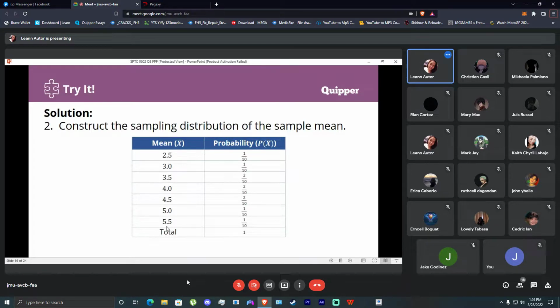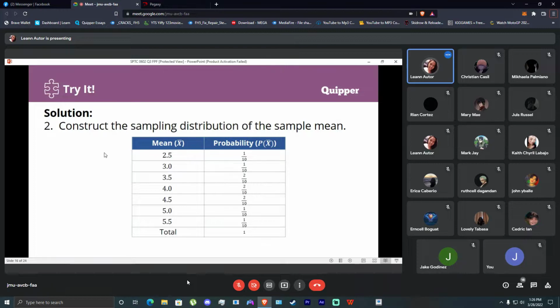Okay. Right after this, we are going to get the probability. So we have the P of X bar. The denominator is the number of possible samples. Our possible samples are 10. I mean, in constructing the list, there are 10 possible samples with a size of 2. That's why 2.5 occurs only once, so we have 1 over 10.